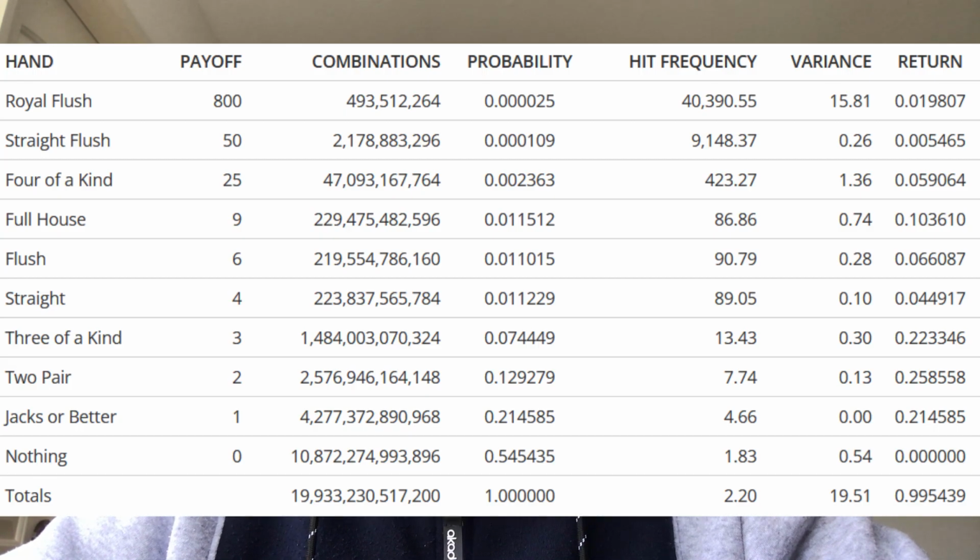Now let's briefly take a look at 9-6 jacks or better video poker. This chart was taken from a strategy analyzer. Notice that there is a payoff and probability column. If you multiply those values for each winning hand, you will find the exact same result as shown in the return column at the very right. Add all of the returns up to get the total payback percentage at the bottom, which is 99.54%.